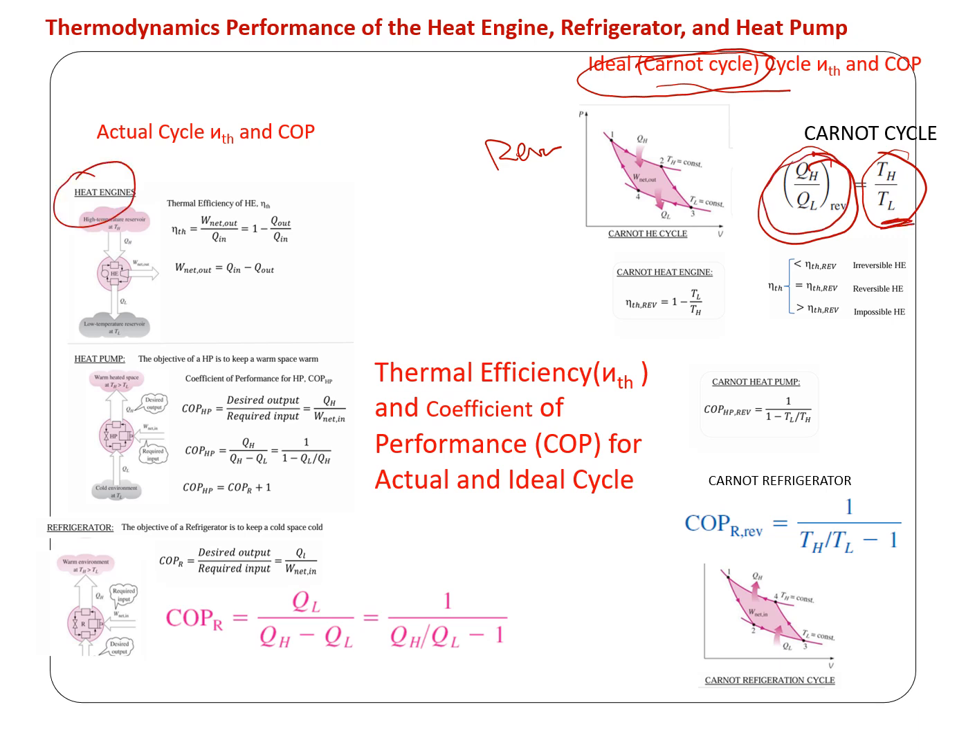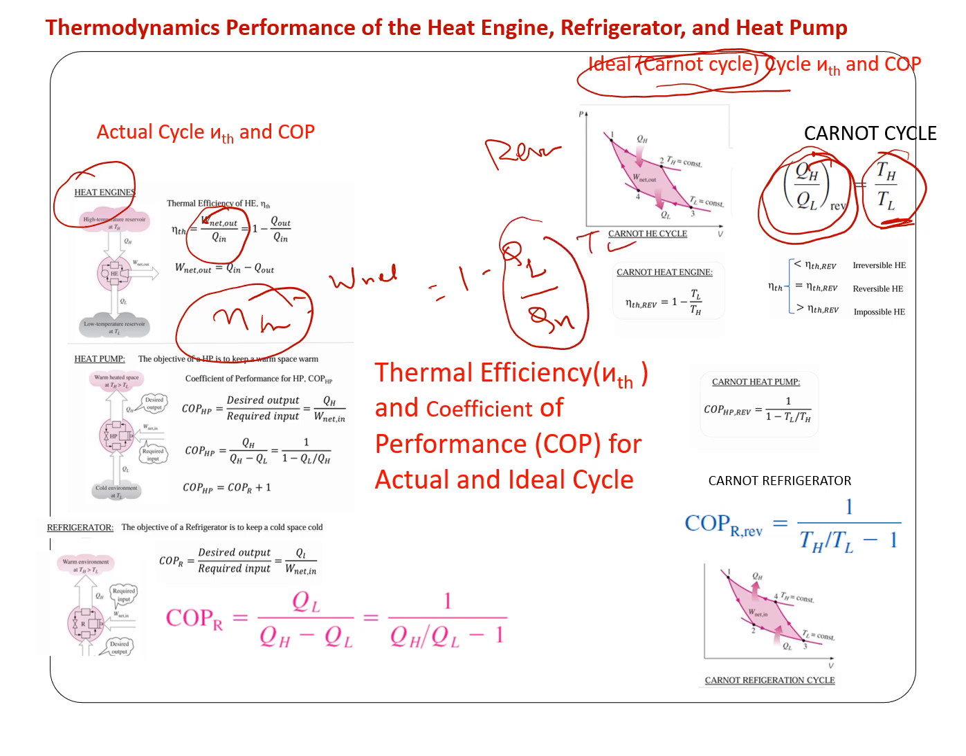So for a heat engine, the thermal efficiency is W net out by Q in, and W net is Q in minus Q out. So what you get is this equals 1 minus QL by QH, where Q in is QH. So this is the thermal efficiency for the heat engine. But if it is a Carnot, you can replace this by TL by TH. So that's what you get.